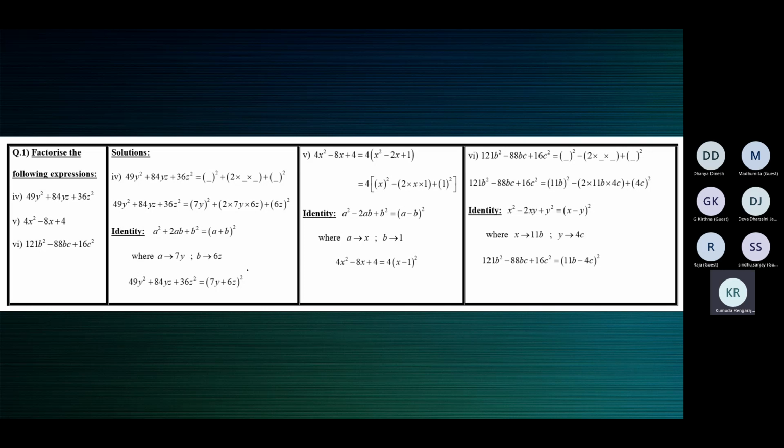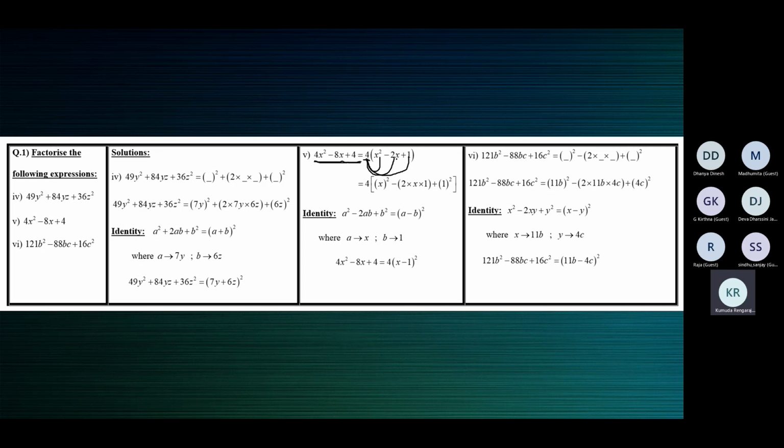So in the fifth one, we have the expression which reads 4x square minus 8x plus 4, where the HCF of all the three terms is 4. So take out 4 common. 4 into x square is the first term, 4x square. 4 into minus 2x is the second term, minus 8x. And 4 into 1 is the third term, plus 4.